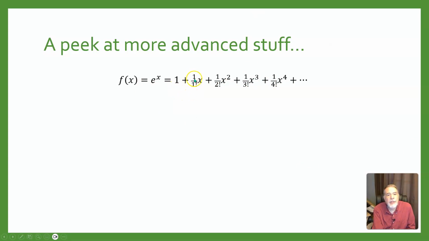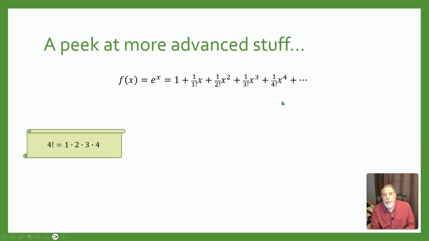It's 1 plus 1 over 1 factorial times x, plus 1 over 2 factorial times x squared, plus 1 over 3 factorial times x to the third power, plus 1 over 4 factorial times x to the fourth power, plus, and so on. You keep on having more and more terms in that same pattern. These exclamation points, in case you haven't seen those before, are the symbol for a factorial, which means to multiply together all the numbers up to that number. So 4 factorial, for example, would be 1 times 2 times 3 times 4. 1 times 2 is 2, times 3 is 6, times 4 is 24.